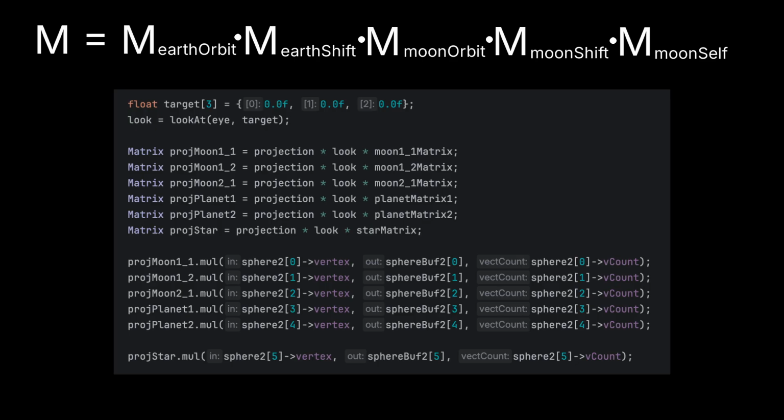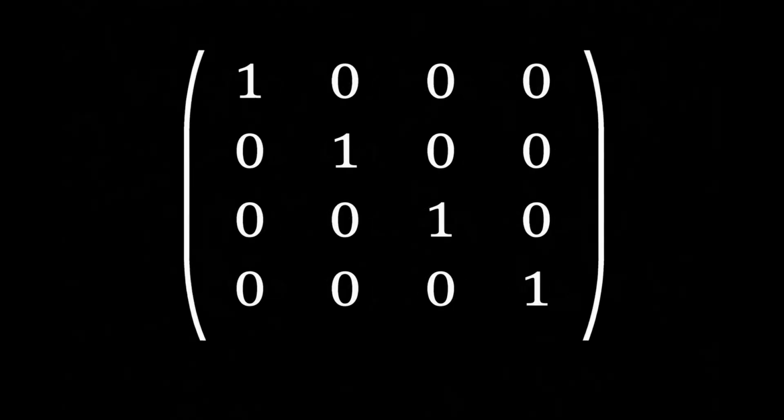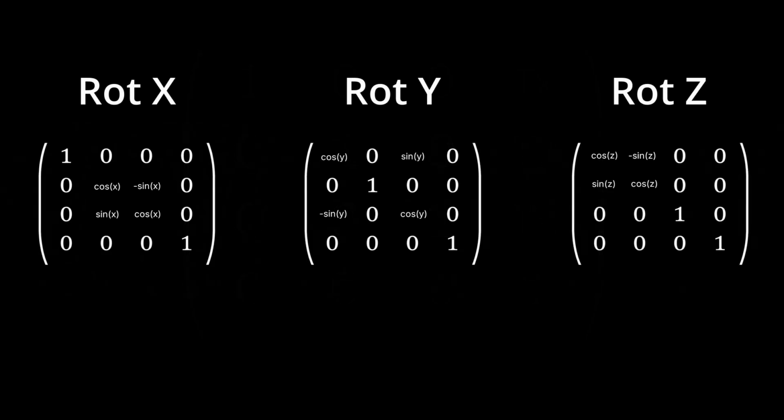Instead of transforming every point step by step, we do it all at once. We calculate the matrix once per frame and apply it on every point. That's much faster. A 3D matrix is just a 4x4 grid of numbers. This is the identity matrix. It does nothing, just like multiplying by 1. Here are a few examples of matrices we can use. Translation, rotation, scaling.